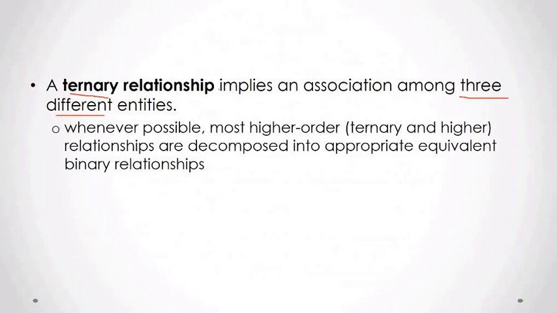And before I give you an example, whenever possible, if you can, then you decompose your ternary or higher into an equivalent binary. But of course, if you can't do it, then just leave it as is. Okay. So this is an example of a ternary relationship.